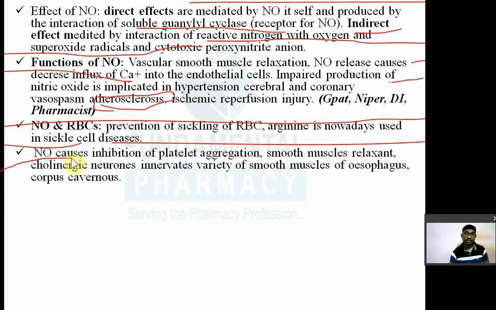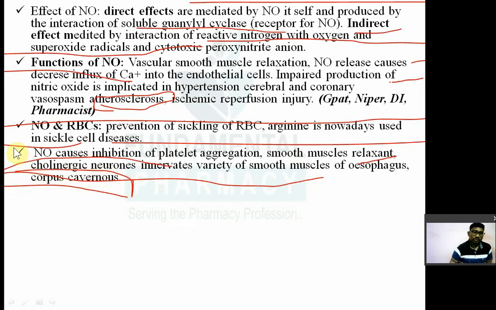जो platelet aggregation होता है वो उसको inhibit कर देगा. Now platelet aggregate होगा तो वहाँ पे clot form हो जाएगा. Clot form हो गया तो और भी coronary blockage हो जाएगा. Nitric oxide inhibits the platelet aggregation and it causes smooth muscle relaxation. Now there are certain cholinergic nerves which supply the smooth muscles of your blood vessels, esophagus, then corpus cavernosum. So this is the area of your male sexual organ, corpus cavernosum. So nitric oxide is also responsible for the erection in the male. So whatever penile erection is there in the male, nitric oxide is also responsible for that.